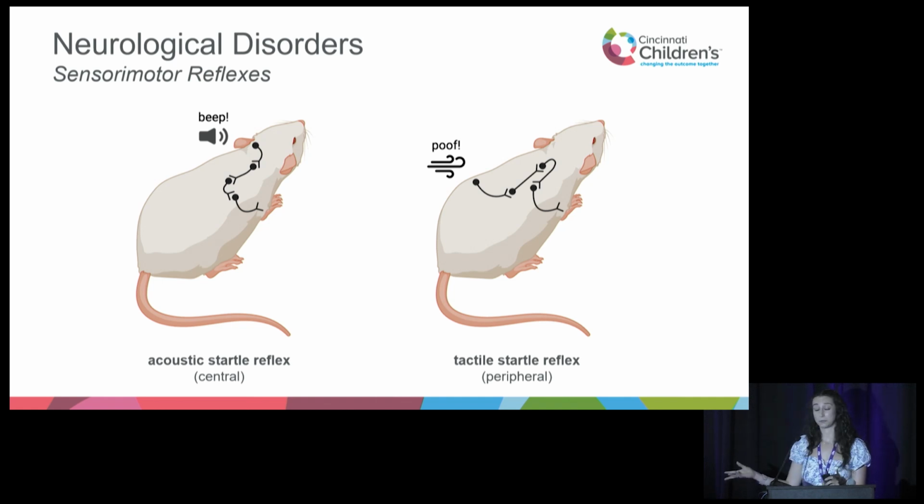There's also a tactile reflex, where instead of a noise, you have a puff of air. And this puff of air elicits a response in the peripheral nervous system that travels through the spinal cord and back to the peripheral nervous system to elicit this response. So we have a central system and a more peripheral system way of looking at neurological processing.